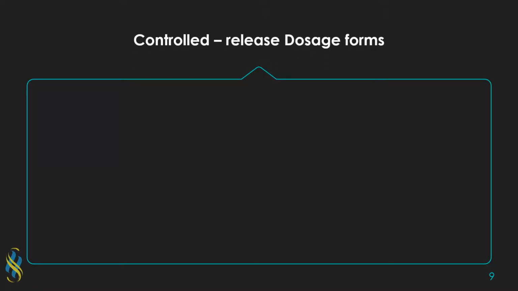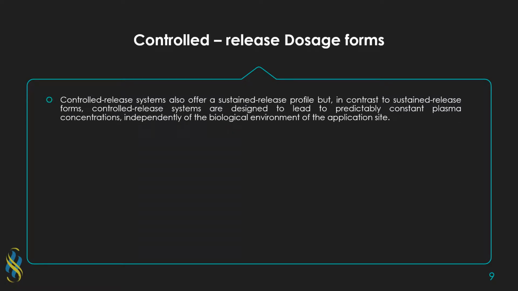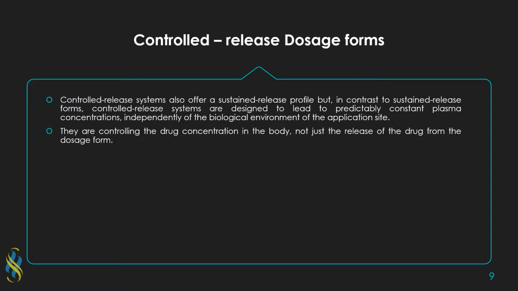The second type of mechanism which is achieved is called controlled release dosage form. Controlled release systems also offer a sustained release profile, but in contrast to sustained release dosage forms, controlled release systems are designed to lead to predictably constant plasma concentration independently of the biological environment of the application site. This means that they are actually controlling the drug concentration in the body, not just the release of the drug from the dosage form as in the case of a sustained release system.